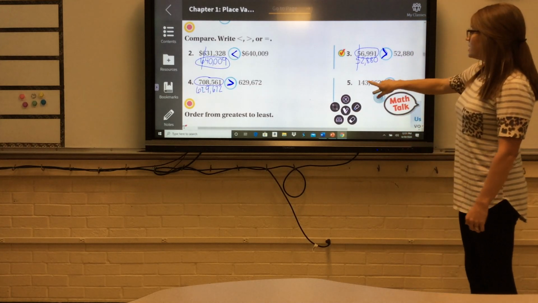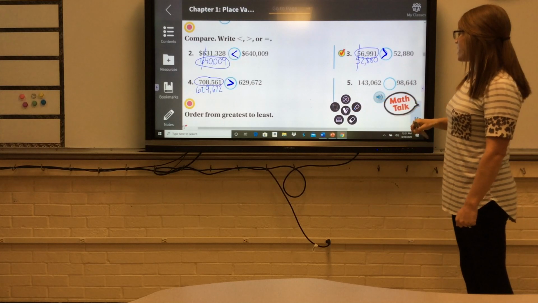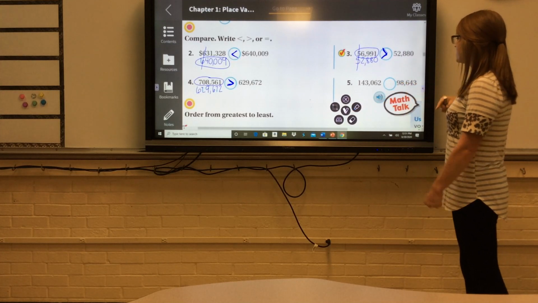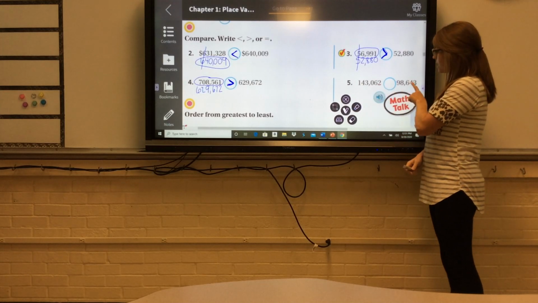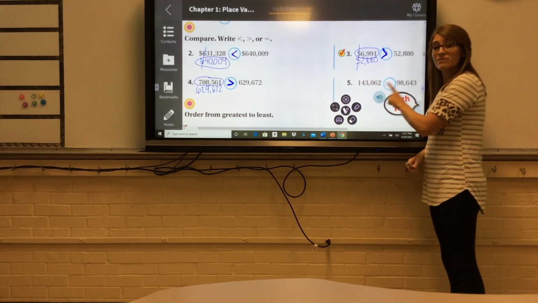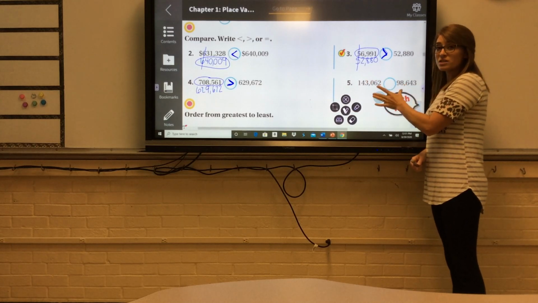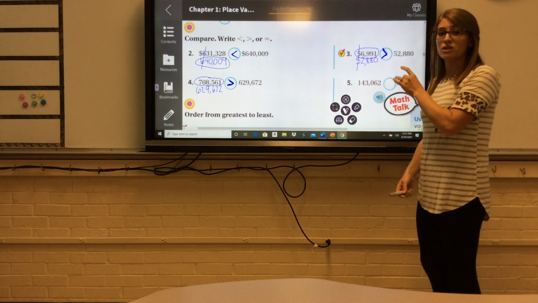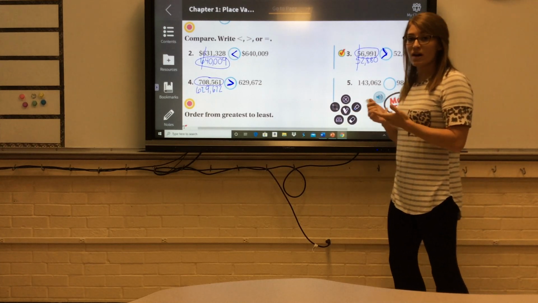Let's do one more for good practice. All right, this one is 143,062 compared to 98,643. Ooh, this one's kind of tricky because if you notice already, these don't have the same number of digits as the other. One has 6 and one has 5. So this is a great example of when we're going to have to make sure that we line those numbers up exactly to make sure we're comparing the right place values to each other.